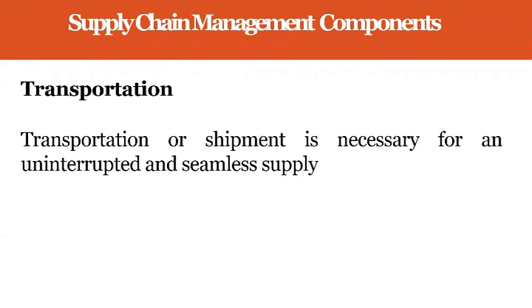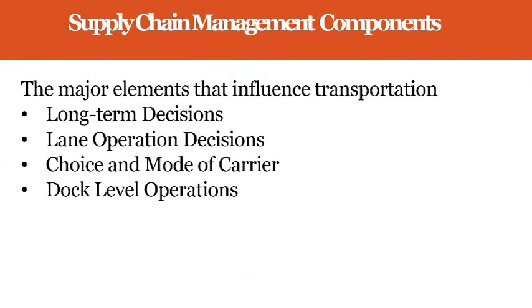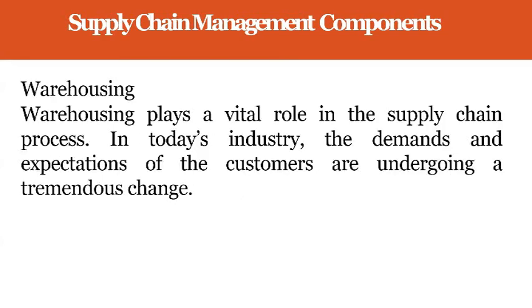Okay, the next one, supply chain management components, we have the transportation. So transportation or shipment is necessary for an uninterrupted and seamless supply. So it's just like Lazada and Shopee, they have their own mode of transportation. So the major elements that influence transportation, we have the long-term decisions, the lane operation decisions, the choice and mode of carrier, and dock level operations.